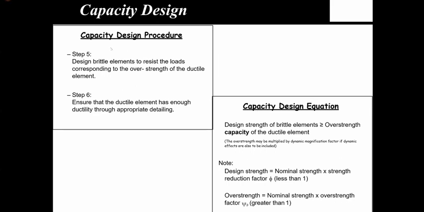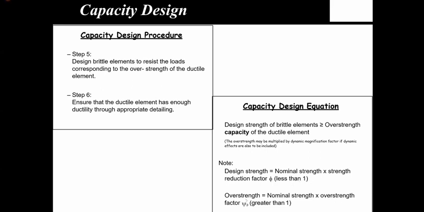If I have to put these steps into simple equations, one thing is design strength of the brittle elements needs to be more than overstrength capacity of the ductile element, right? Overstrength may be multiplied by a dynamic magnification factor if we have to include higher mode effects. This is only applicable to very tall structures, right? So from design point of view, what is the design strength? Nominal strength times strength reduction factor, which is always less than 1. For flexure, it is 0.85. If you are doing shear, the phi factor is 0.75.